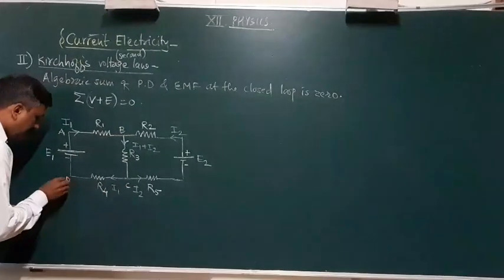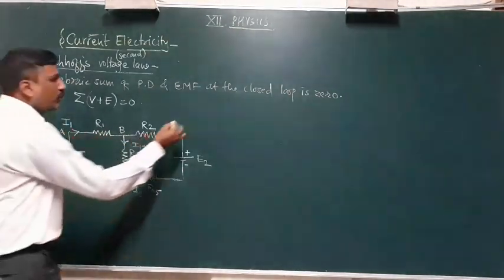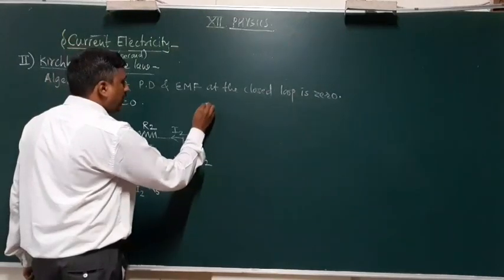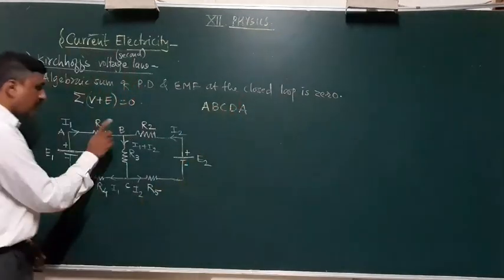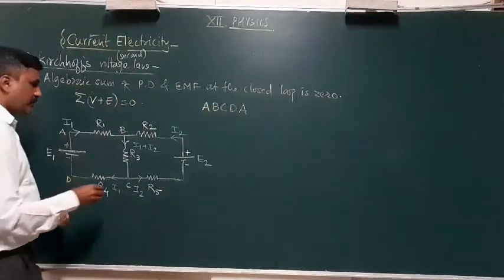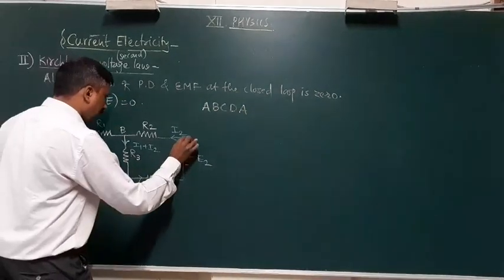Now, how many closed loops are there that we have to see first? How many closed loops are present here? I am labeling it. This is A, B, C, D, A. This is one closed loop, the yellow color is one closed loop. I am mentioning here A, B, C, B, A. This is the one closed loop. Now the second loop is. Okay. Now we will label it.